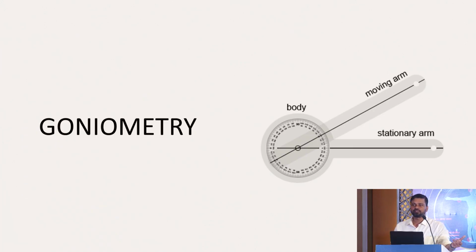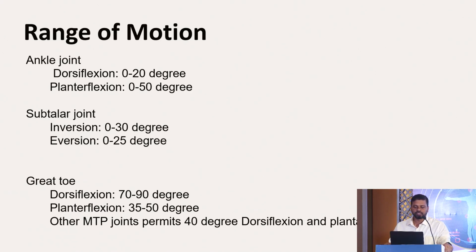Goniometry is used for the measurement of the different ranges of motion. The range of motion in the ankle joint, the common range available: dorsiflexion 0 to 20 degrees, plantar flexion 0 to 50 degrees. Subtalar joint, inversion 0 to 30 degrees, eversion 0 to 25 degrees. Great toe, dorsiflexion 70 to 90 degrees, plantar flexion 35 to 50 degrees, and other MTP joints permit 40 degrees of dorsiflexion and almost the same 40 degrees of plantar flexion.